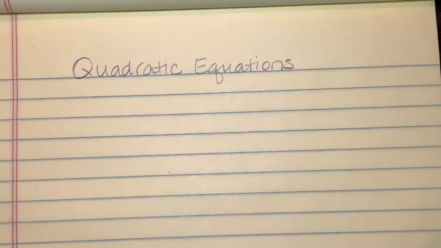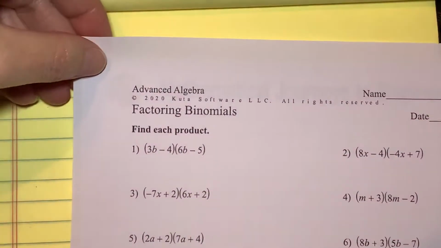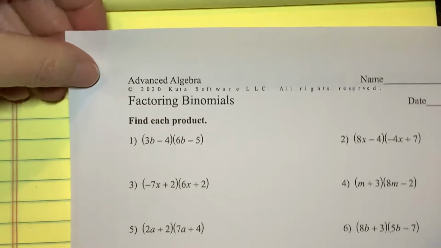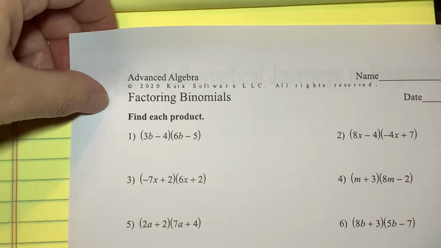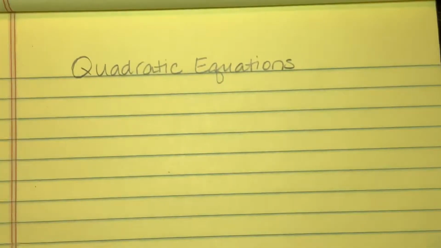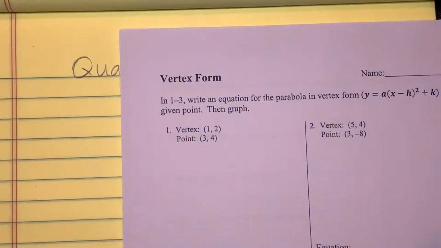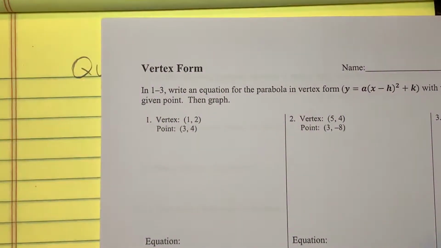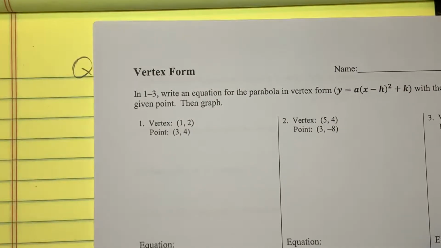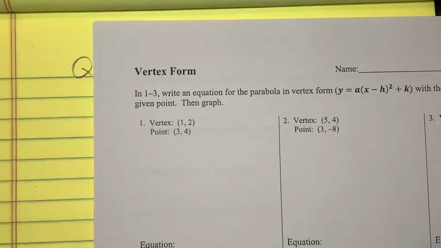Okay guys, here we are again. So we just finished the factoring binomials notes, and then you had your worksheet, and then there was a blank page because of trying to keep everything intact. And then the next page in your worksheet should be this vertex form page.